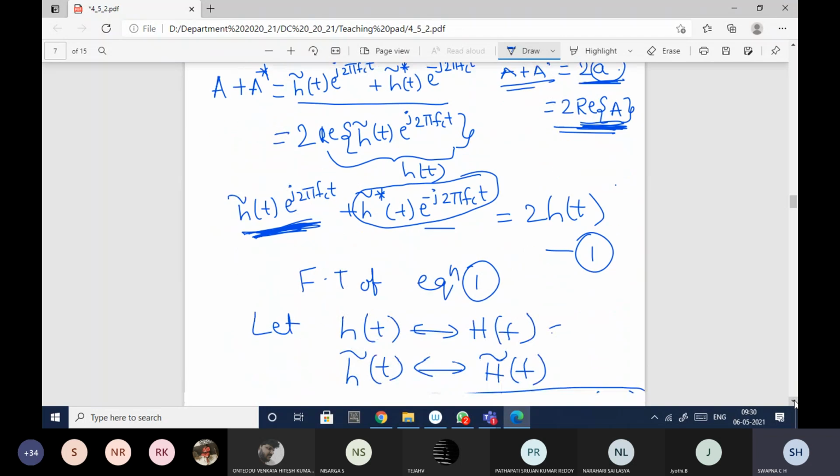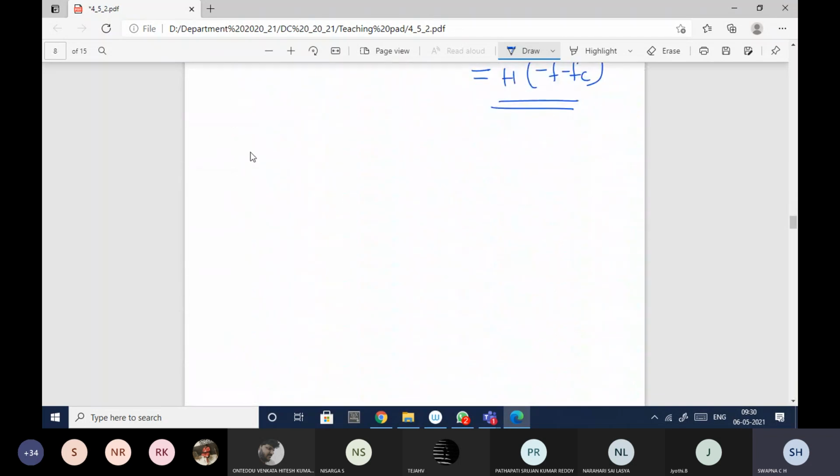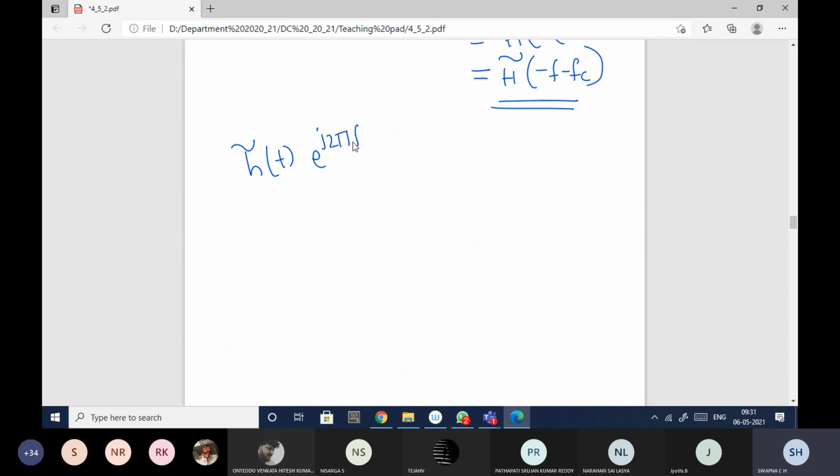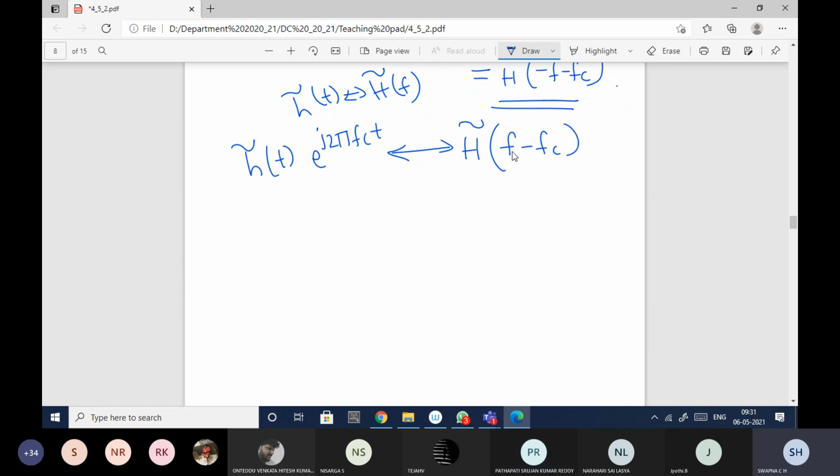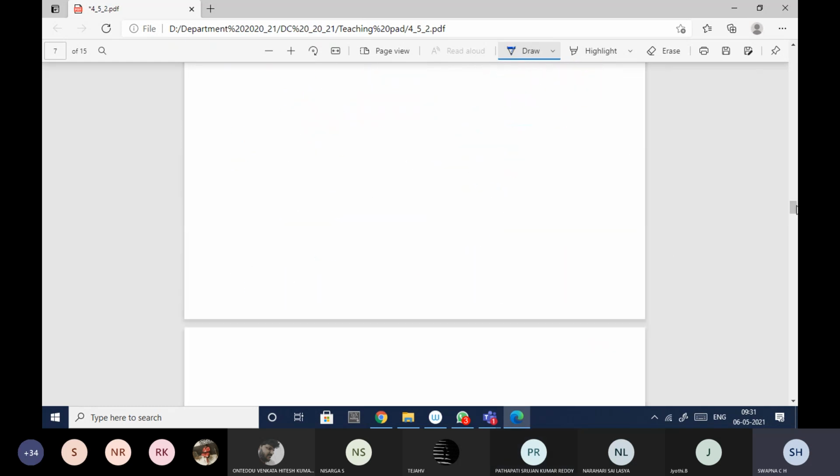h tilt of t, h tilt of t e power j 2 pi fct. Okay, what will be its Fourier transform? You can just simply write it. If it is h tilt of f, what will be the Fourier transform of h tilt of t e power j 2 pi fct? What will be the transform? H tilt of f minus fc.